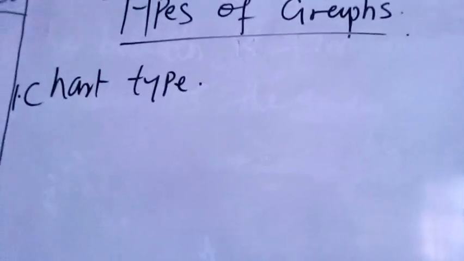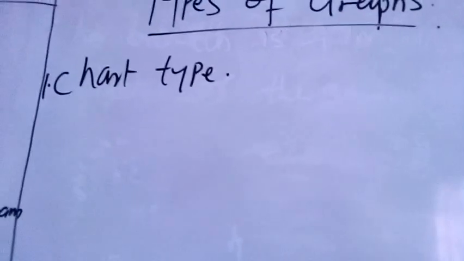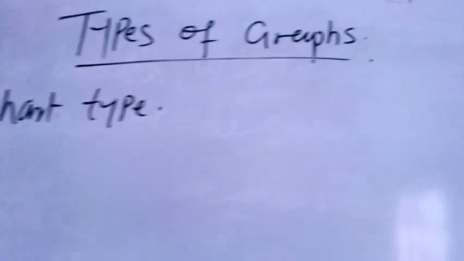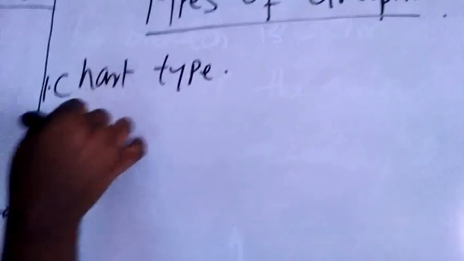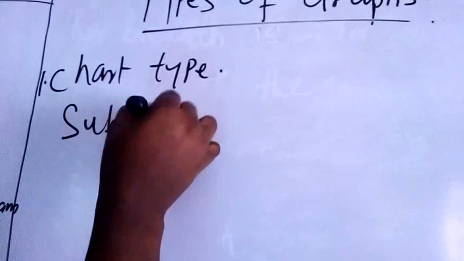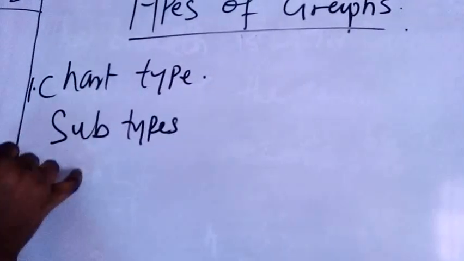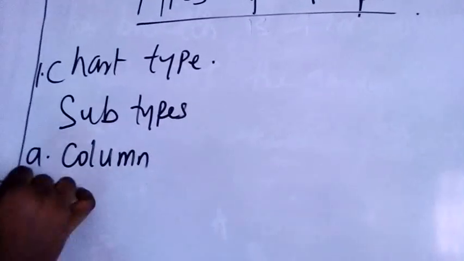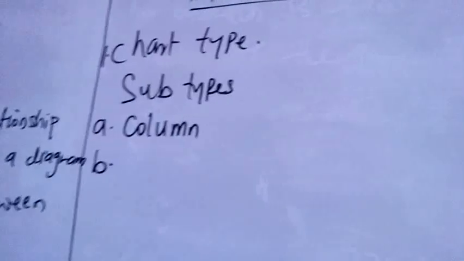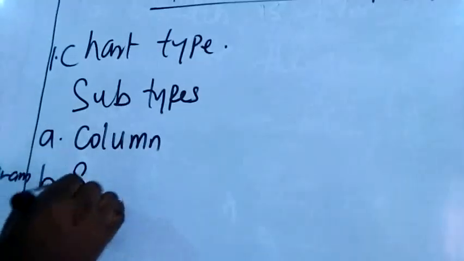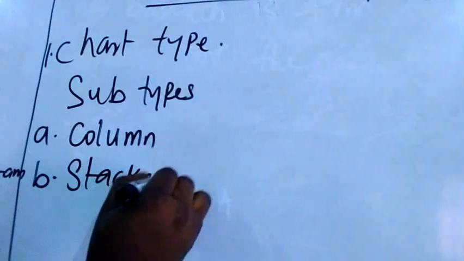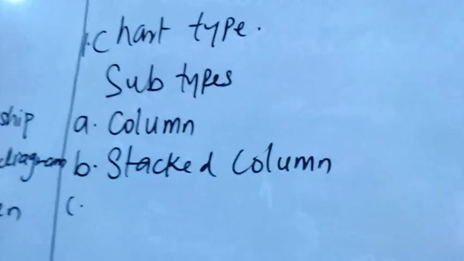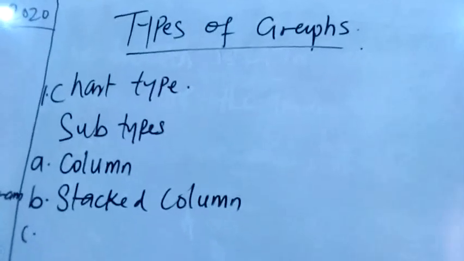Under the chart type, we have subtypes such as the column. A, we have the column. B, we have the stacked column. C, we have the 100% stacked column.